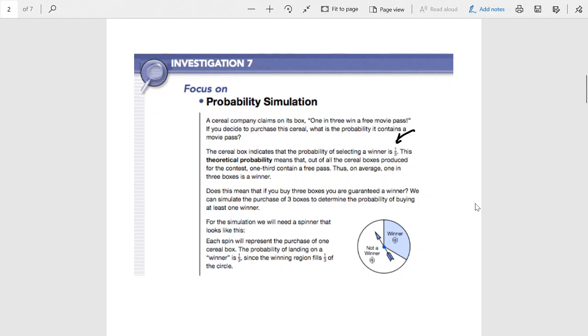But unfortunately, this doesn't mean that if we buy 3 boxes, I will get 1 winner. It's not guaranteed. That's theoretically what would happen. So let's figure out in real life, in an experiment, what might happen.